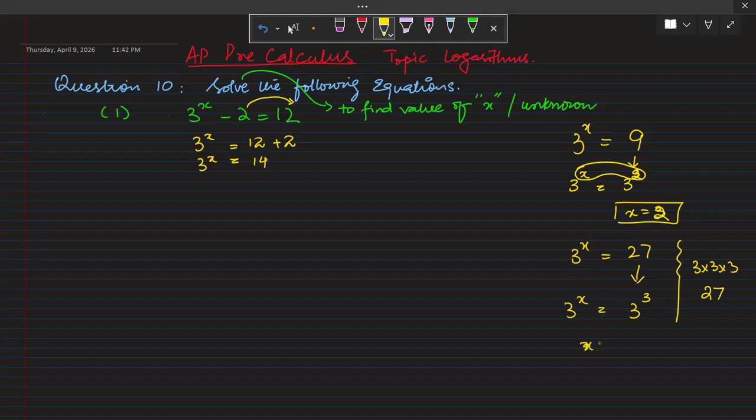So how can I find the value of x when I have this case where this 14 cannot be written like this? If you give 3 any power, you won't be getting 14 directly. So what strategy, what method do we have to follow so that we can find out the value of x? Now think about it.